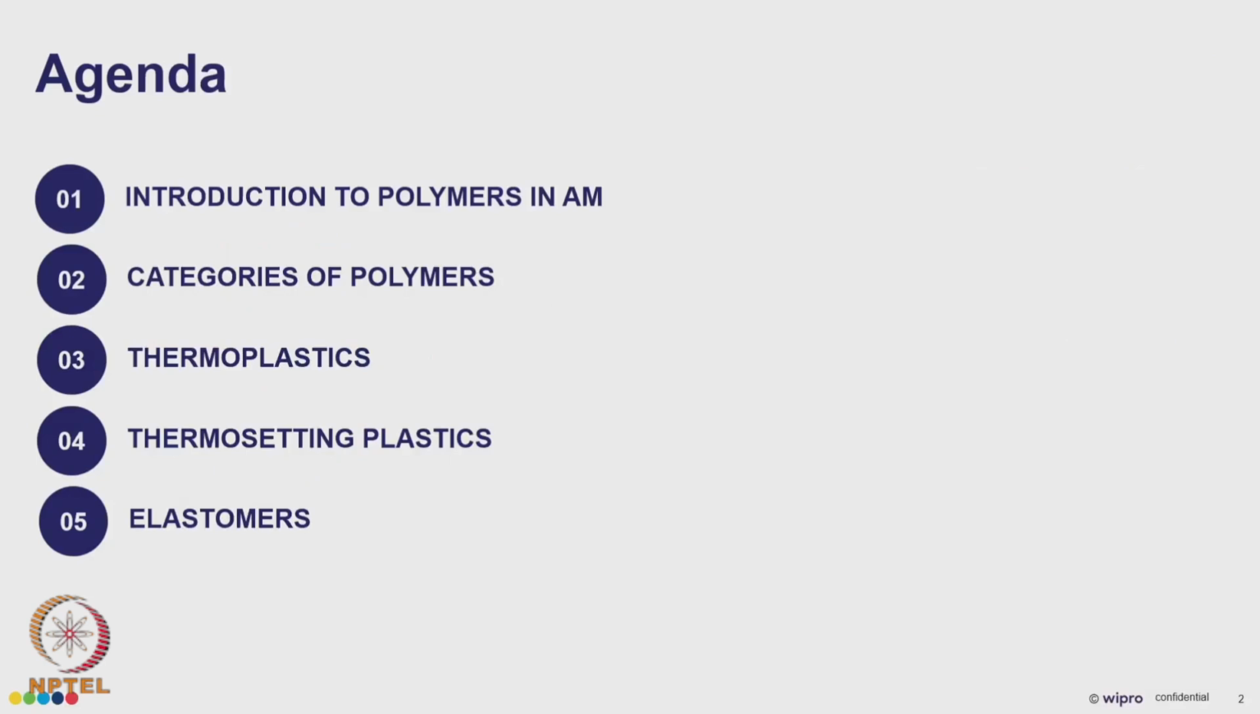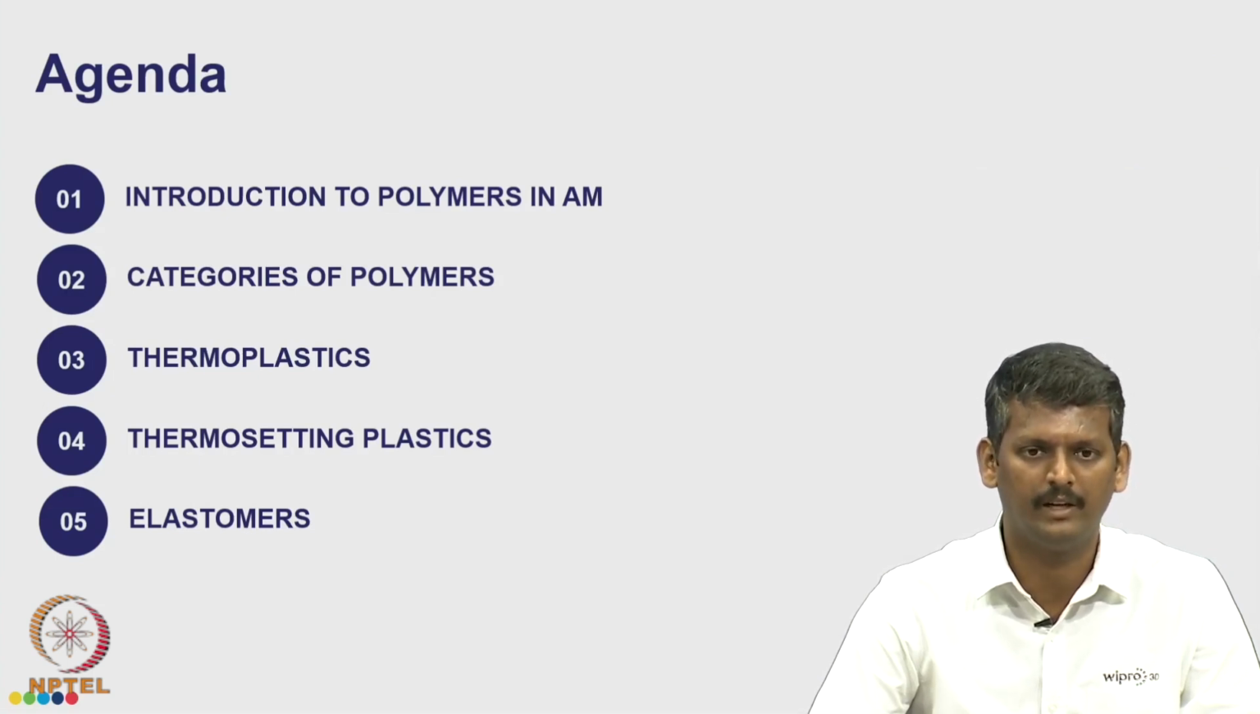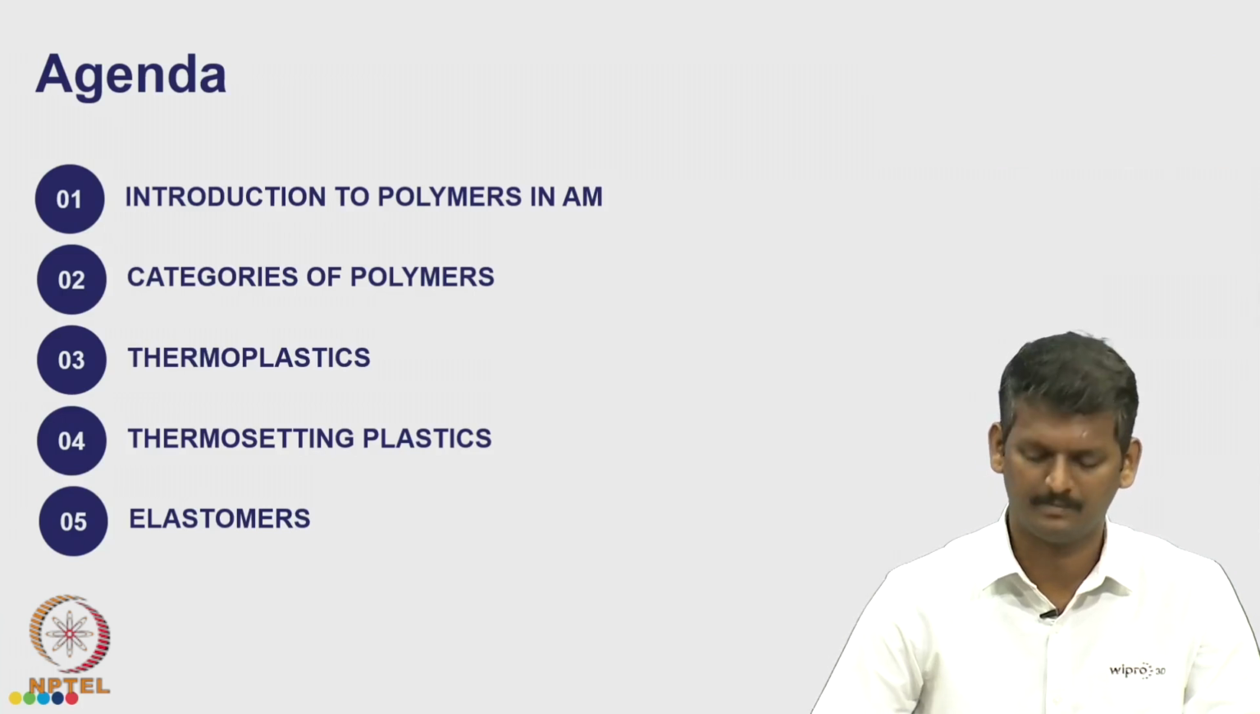And this is the agenda for our session today. Initially we will see the introduction to polymer materials in additive manufacturing. Then we will see the categories of polymers which are available, and then the different types of thermoplastics and their applications and challenges in getting them 3D printed. Then again we will see the different thermosetting plastics which are available, and finally we will see elastomer materials.